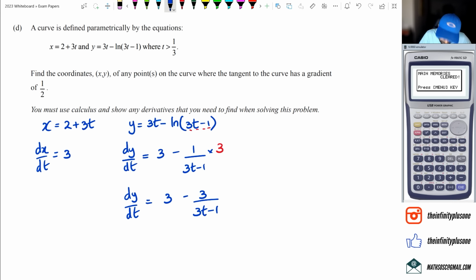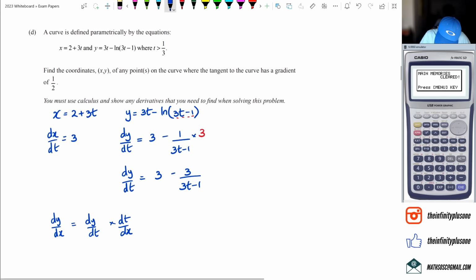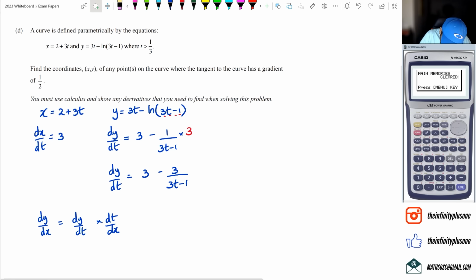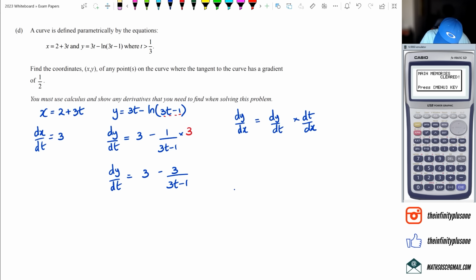Now if we want dy/dx, we know that dy/dx is equal to dy/dt times dt/dx. And the bad thing about this one is that dy/dt is actually a number and then a fraction. So putting them together is a really good idea before we get to the dy/dx part. So what I'm going to do is just do this. Give me 1 second. Let's move this right there. And I'm going to work this a little bit more.